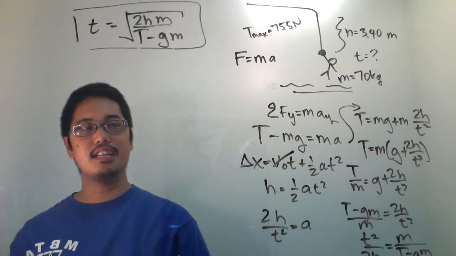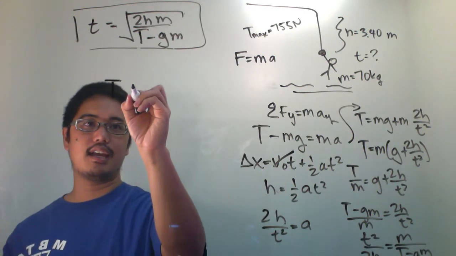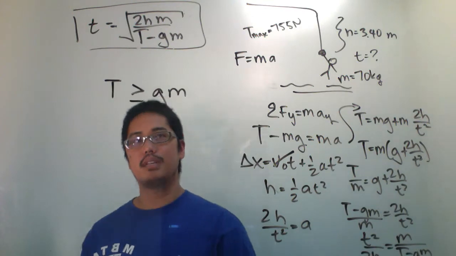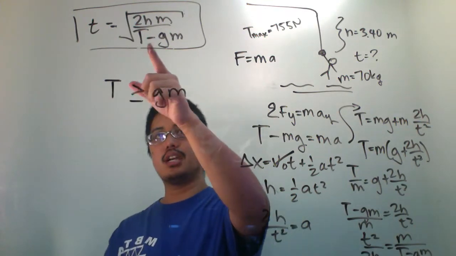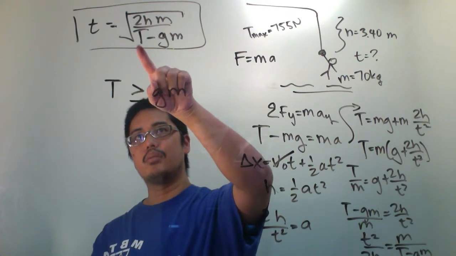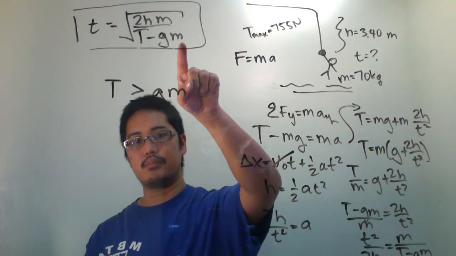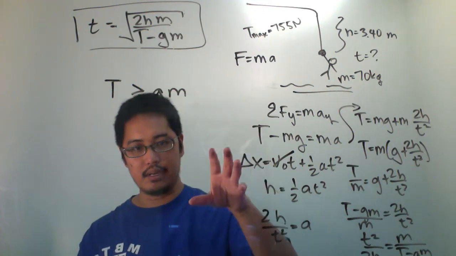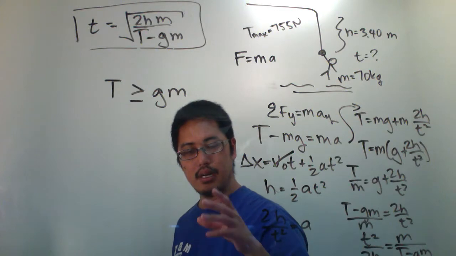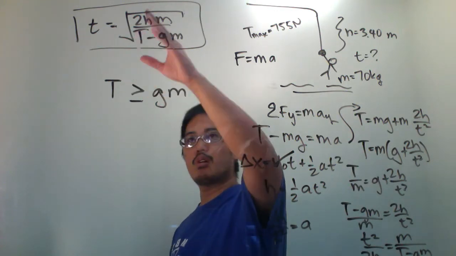I would say that T has to be bigger than or equal to GM. Because if T were smaller than GM, if G times M were bigger than T, then this would be T minus a bigger number. That would be a negative number in the denominator, right? And you can't take the square root of a negative number.